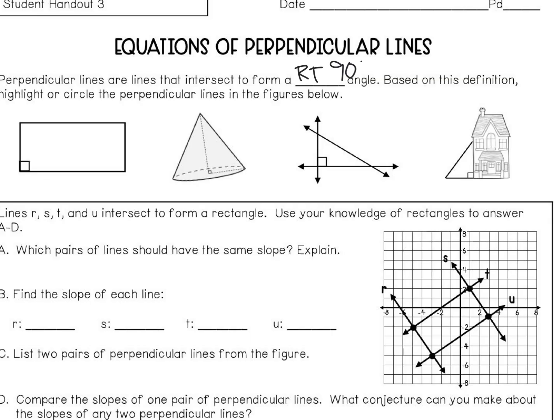So on this first one, on this rectangle, do we have perpendicular lines? Do we see the right angle? Yes. We actually have several perpendicular lines, do we not? What about on the cone? Do you see the right angle? So when we're graphing these, we're not actually going to have that right angle labeled. Okay, we have one on the triangle there, and then on the house.